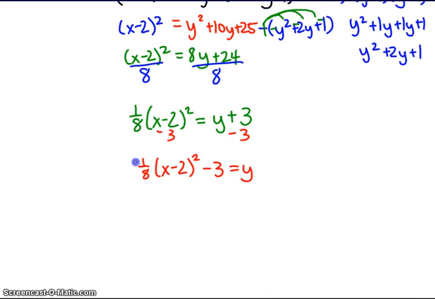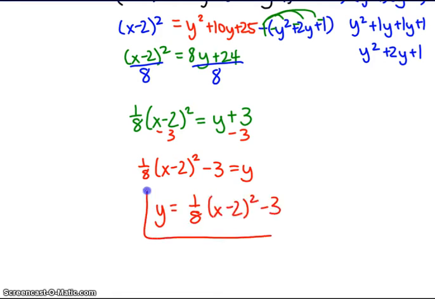So if I take a look at this, 1/8 is the a. It tells me that this parabola is wider. I can also see that the vertex is (2, -3) because this right here is in vertex form. You can even write it like this, y equals 1/8 (x minus 2) squared minus 3. Okay, that may look more familiar to you with the y appearing first.